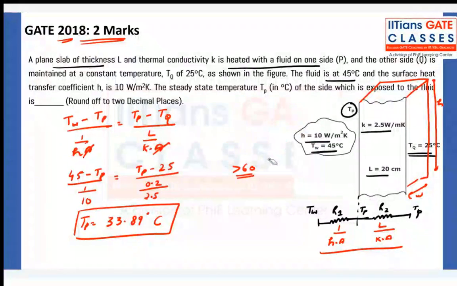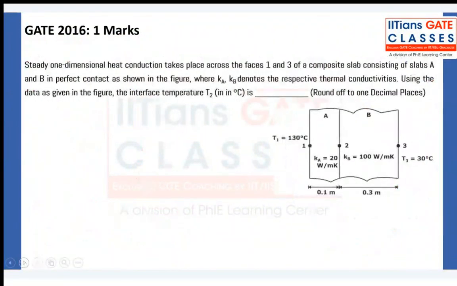Very easy question. Let's move on. Chalo, theek hai. Next question. Steady one-dimensional heat conduction takes place across phase 1 and 3 of a composite slab. Again, a 2016 1-mark question. Slab A and slab B in perfect contact. Again, perfect is the word to tell you that there is no contact resistance, as shown in the figure.